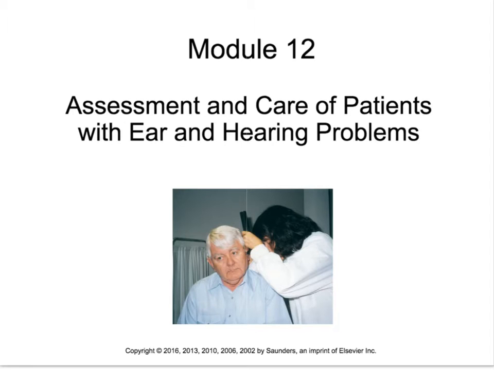This presentation will review assessment of hearing, assessment of the outer, inner, and middle ear. It will review the anatomy and physiology of these parts of the ear as well. This presentation will also cover disorders of the ear such as an acoustic neuroma, Meniere's disease, hearing loss, different types of hearing loss, tinnitus, and vertigo.